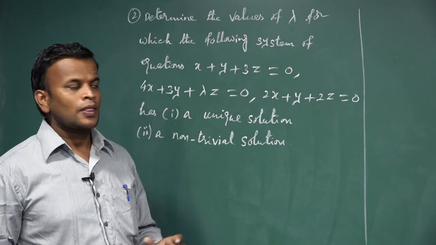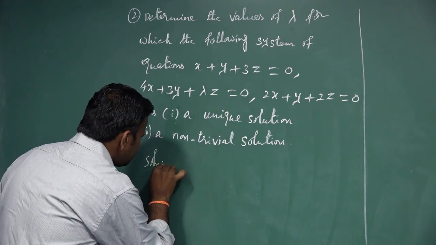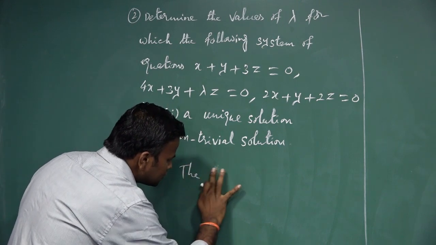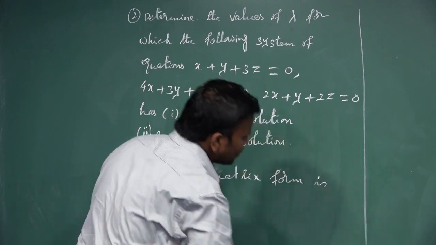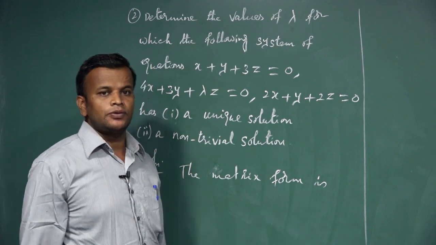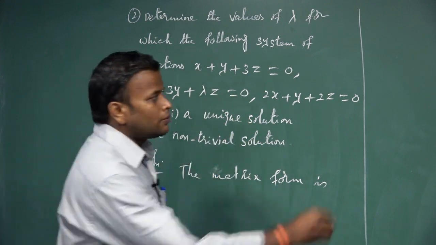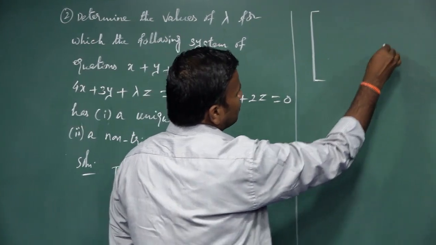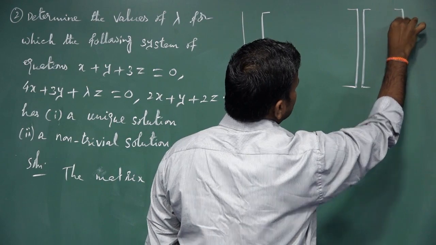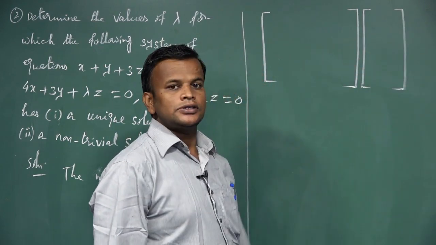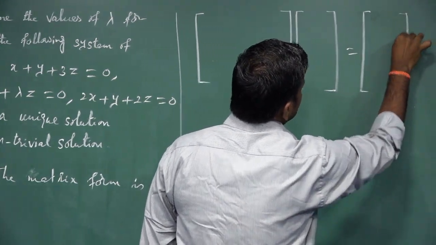What is the first step? To write the given system of equations in matrix form. In matrix form, the first equation lies in the first row of the matrix. The first matrix holds the coefficients of x, y, z, the second matrix holds the variables x, y, z, and the right-hand side is the constants.